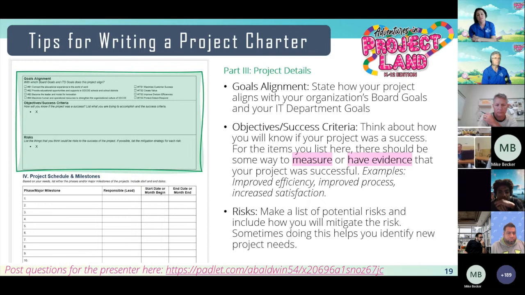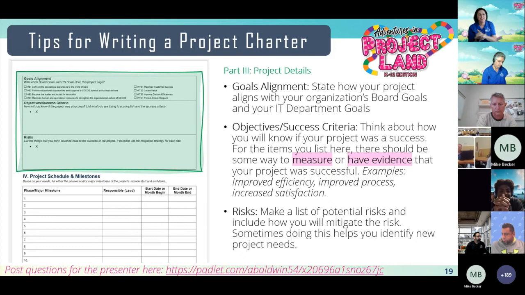Thinking about the objectives and success criteria. You want to think about, how are you going to know if your project's a success? So for what you put here for your objectives and success criteria, make sure that you have some way to measure it or some way to collect evidence that it was successful. So did you improve efficiency? Did you improve a process? Did you increase satisfaction? And then for any of those things, see if you can later do a survey to measure, did you do that, right? And we'll talk about surveys later in closure. So come back this afternoon and you'll hear all about surveys.